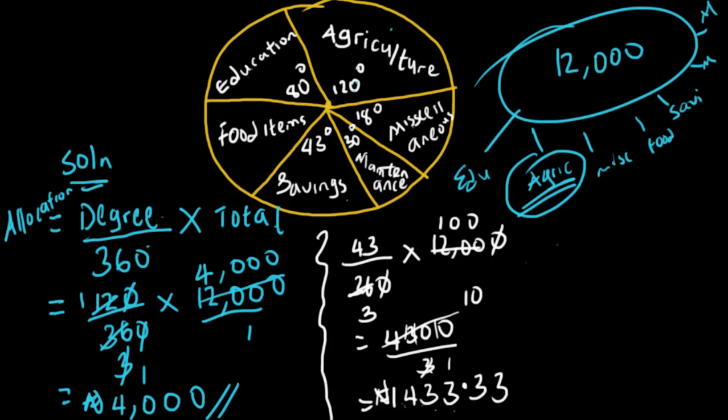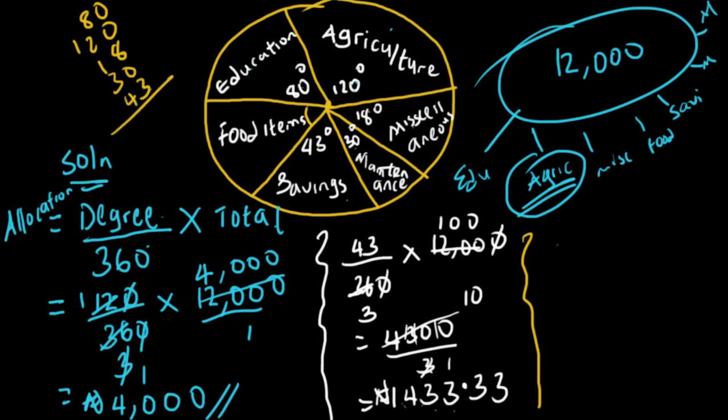Do you understand? Now, what if you are asked how much was allocated to food items? Now remember the degree of food items, but in this case we're not given the degree for food items, so we need to first of all find the degree for food items. Remember, the total angles in a circle is 360 degrees. So to find the degree for food item, we add all the angles we're given and we subtract it from 360. Does that make sense? So let's try to do that. So we have 80 plus 120 plus 18 plus 30 plus 43.